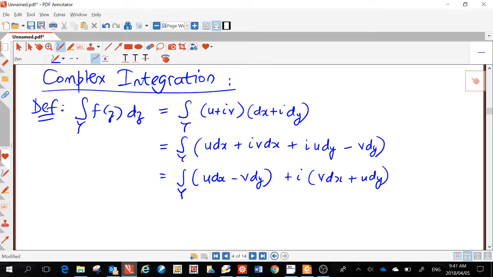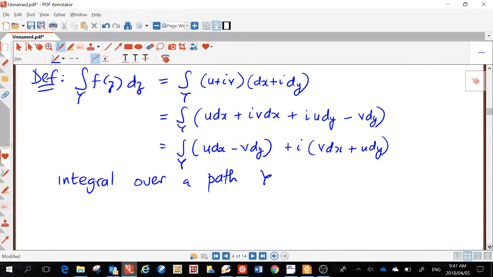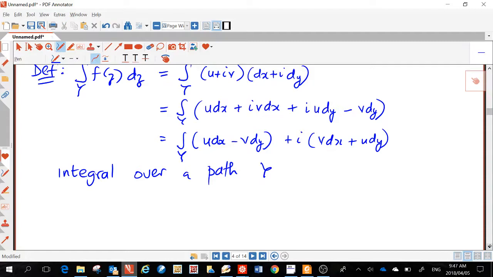So that's the definition of the integral of a complex valued function. It's a sum of two line integrals. So it's an integral over a path, path gamma. The path could be any path. It could be a straight line, it could be a circle, a piece of a hyperbola, or a parabola, whatever it is. Any kind of a path.